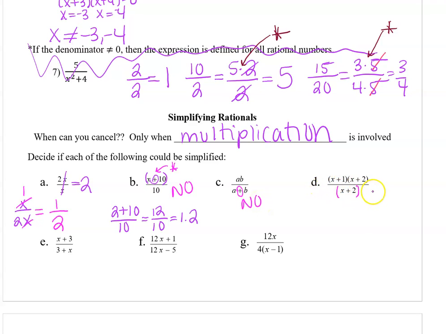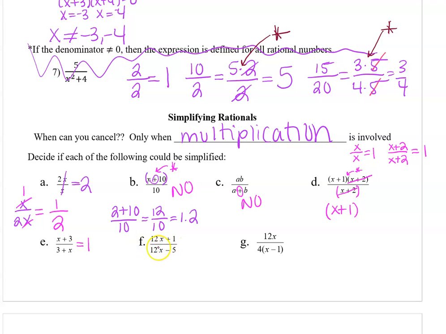Now for D, again, plus sign. These terms are married together. Now, I actually do this off to the side up here, because I should have emphasized this more. If you have anything over itself, it's equal to 1, even if it's a binomial. So x plus 2 over x plus 2, it's the same thing. I can reduce those to 1, which then leaves me with x plus 1. So I'm canceling because there's multiplication going on in between each of those factors. E, these are exactly the same, even though they're in a different order. Addition's commutative, so that would reduce to 1.